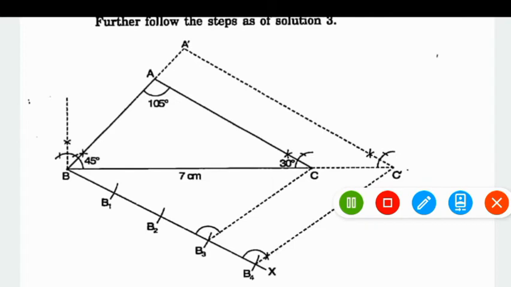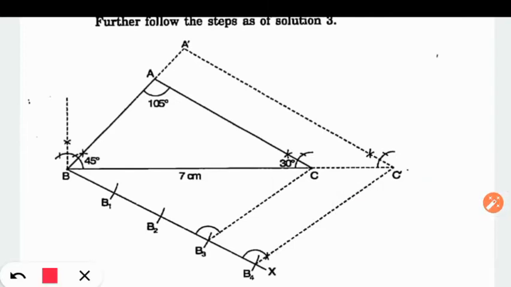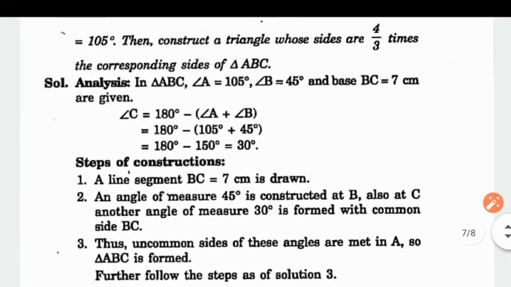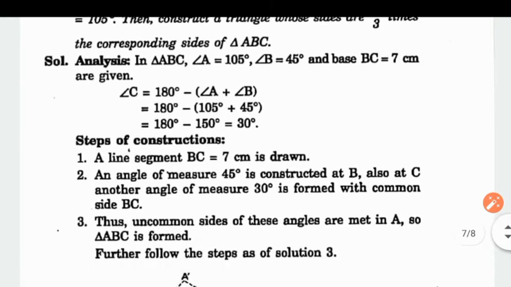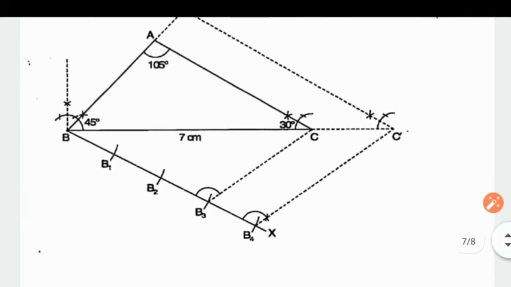So after drawing 30 degree at the point C, this line and this line will intersect at a point. That point is A. So triangle ABC is drawn. Now what is the scale factor? By question, scale factor is 4 by 3. So which one is greater among 4 and 3? 4 is greater. So that means again we have to do the same thing, right?